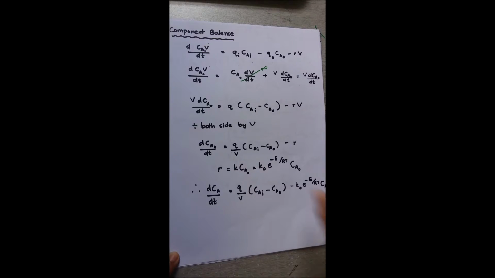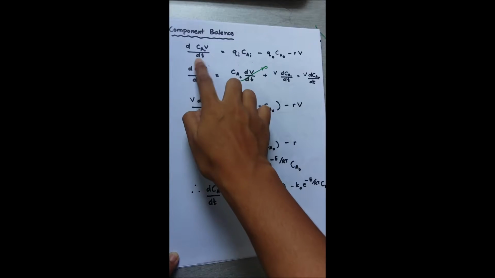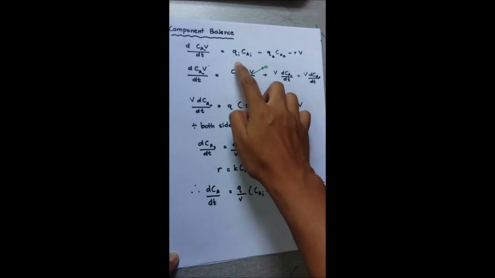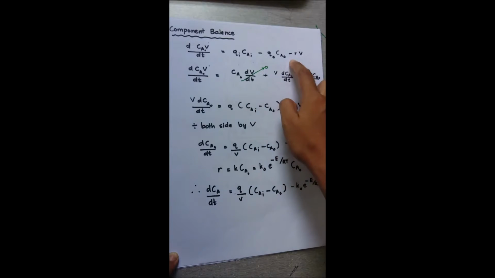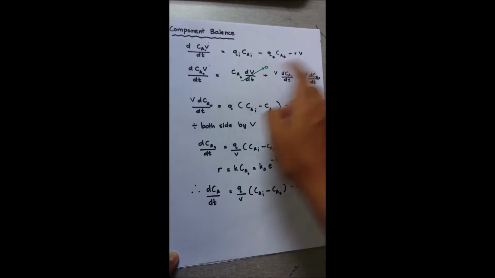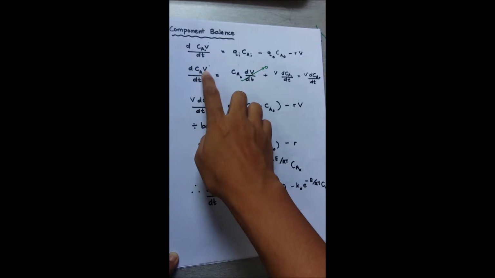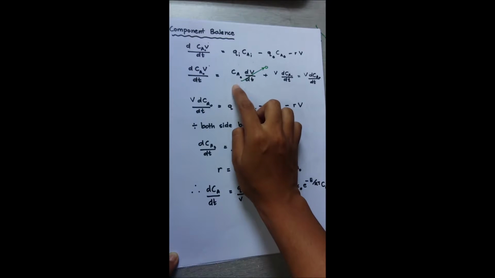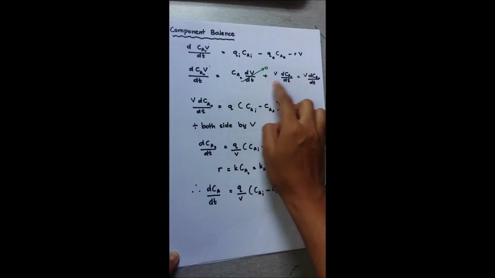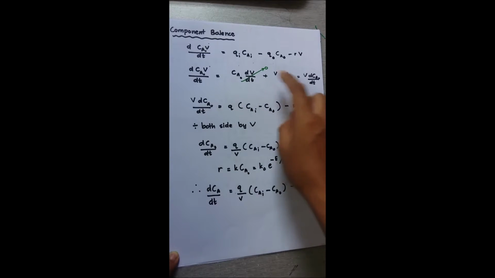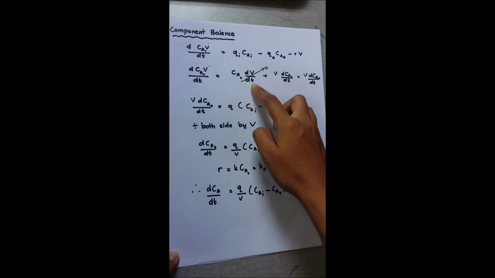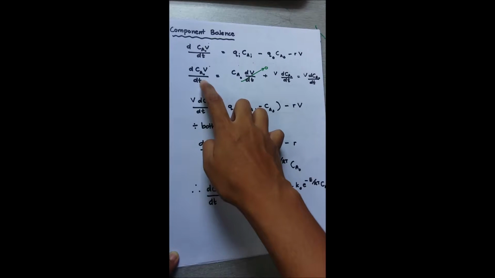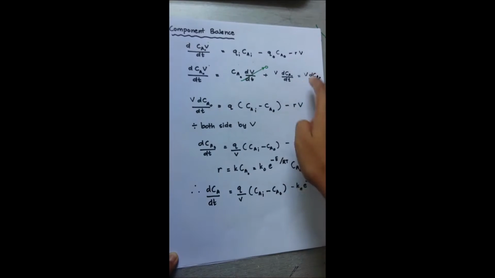Now we continue by writing the component balance. d CA naught V by dt is equal to Qi CAi minus Q naught CA naught minus rate times volume. According to the chain rule, d CA naught V by dt will be equal to CA naught dV by dt plus V dCA naught by dt. But since the volume is constant, dV by dt will become 0, and thus d CA naught V by dt will be equal to V dCA naught by dt.